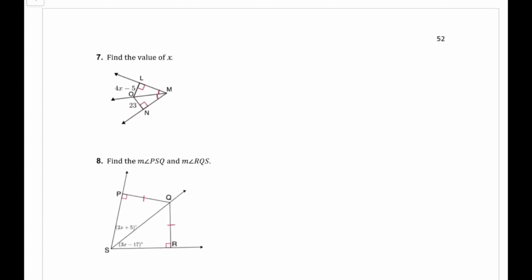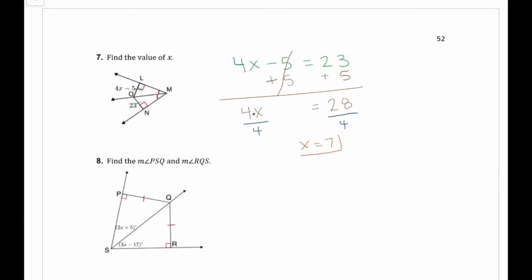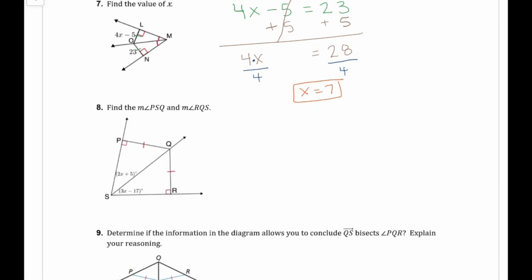Example 7, if we have an angle bisector there, those two sides have to be equal. 4x minus 5 has to equal 23. We add 5 to both sides of the equal sign. So we have 4x on the left equals 28. We divide by 4, which is the opposite of times, and we get x is equal to 7.